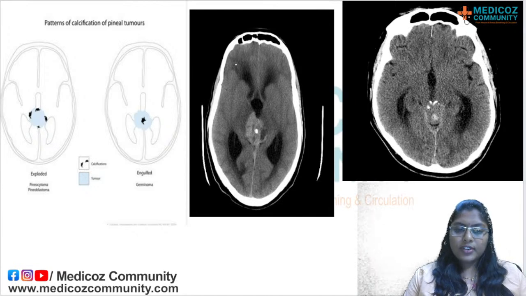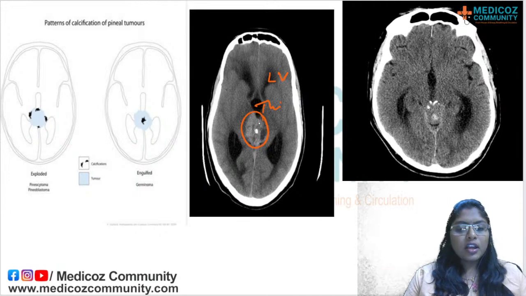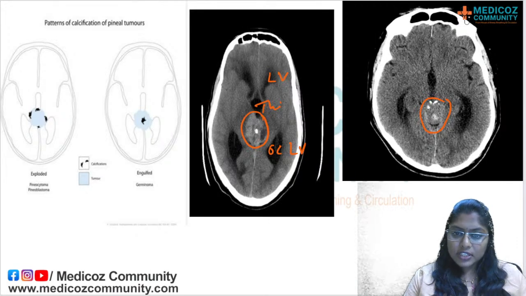So, first let us try to see the anatomy. These are the lateral ventricles. This is the third ventricle, and this is the pineal region where there is a hyperdense lesion with a calcification in between, and these are the occipital horns of the lateral ventricles. In this image also we are able to see a hyperdense lesion with calcifications in the periphery, whereas in this one it is in the center.